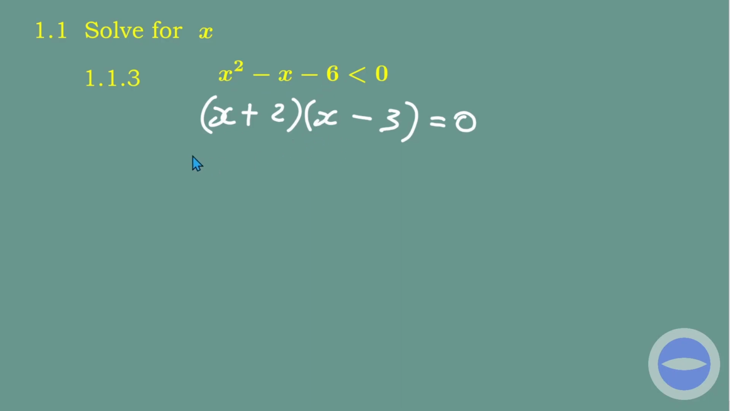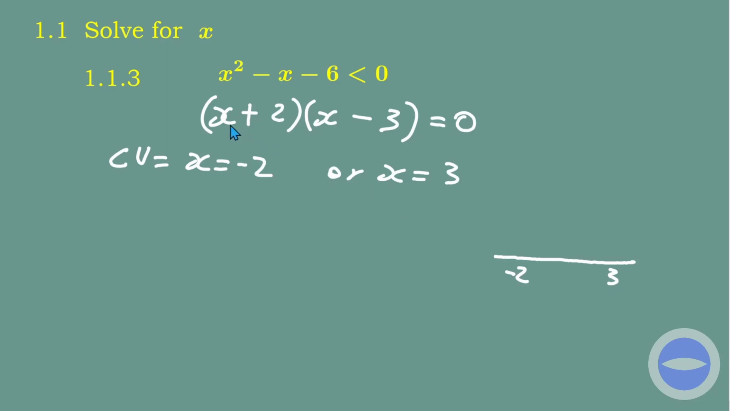And then from here we have to find critical values. Critical values are the values of x where the function equals 0. So critical values: x equals negative 2, or x equals positive 3. So these are my critical values. So I will draw up my function, and then negative 2, and then 3.